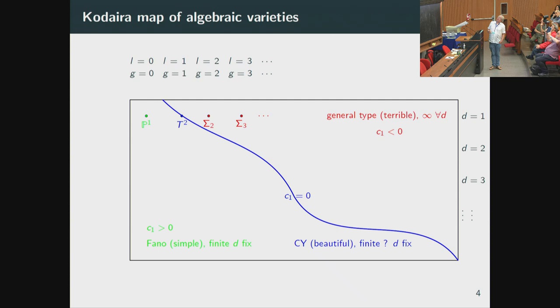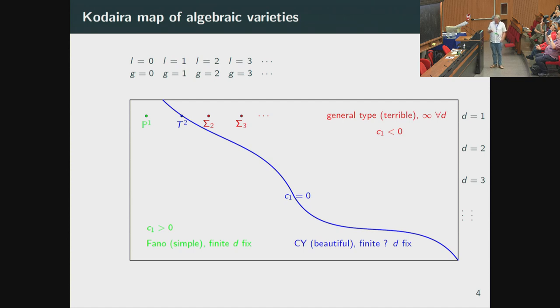This is a charting of algebraic varieties that was done by Kodaira. So basically, he says, if the things are Fano, then they are very simple. They are finitely many, and so on. And the Calabi-Yau case is, so to say, the critical one. And beyond that, what we understand of the varieties is very bad.